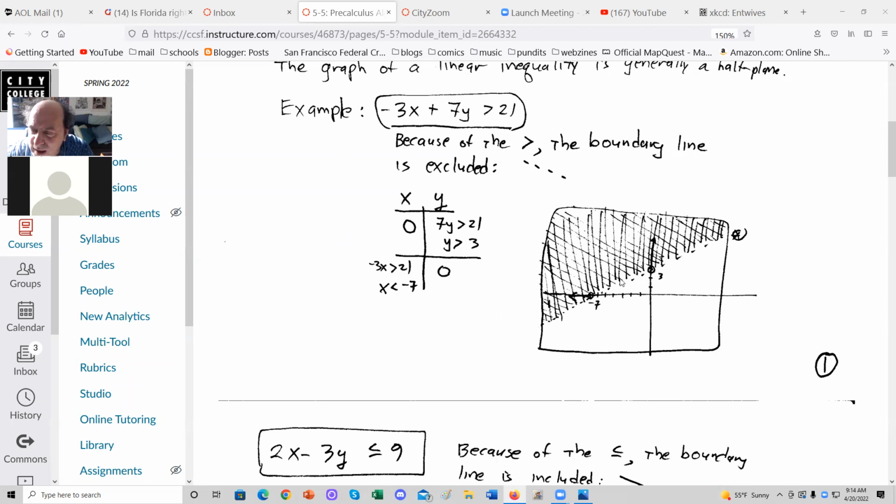This dotted line is the graph of the line through minus 3x plus 7y equals 21. And we color in half the plane, namely this half of the plane, which these two arrows are pointing into. So it's going to be this half plane.